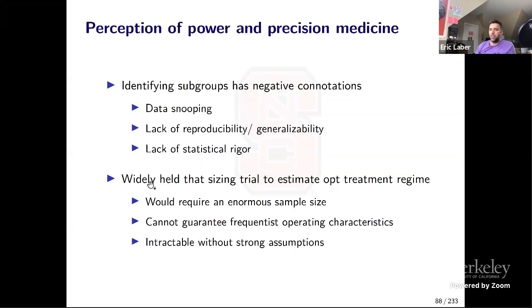And in the clinical trials dynamic treatment regimes community, there's a widely held belief that sizing a trial to estimate an optimal regime would require either an enormous sample size, or you'd be unable to guarantee frequentist operating characteristics, meaning construct confidence intervals that deliver the right coverage, or tests that have the right, say, type 1 error, but are still powerful, or that it would be intractable without strong assumptions.